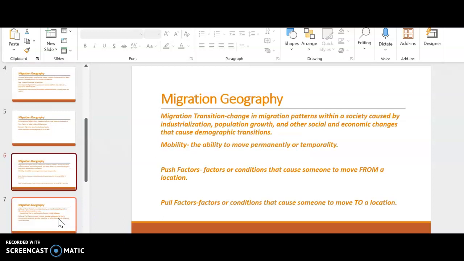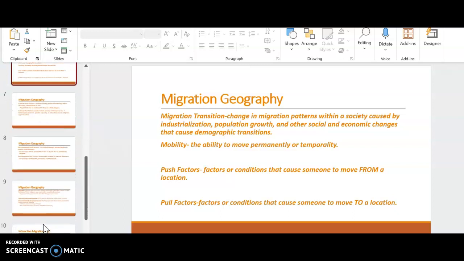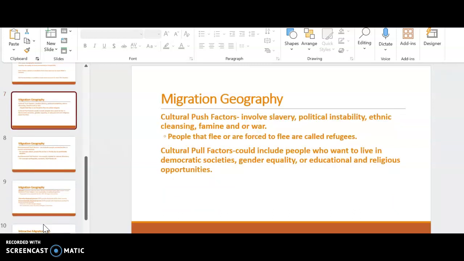So again, this is that idea that we're talking about in terms of push and pull factors. So push factors are conditions that cause someone to move from a place, and then the pull factors are what causes you to move to that place. And sometimes it can get complicated because sometimes the terms could be for either one of those, so it's really more about the example that you give.